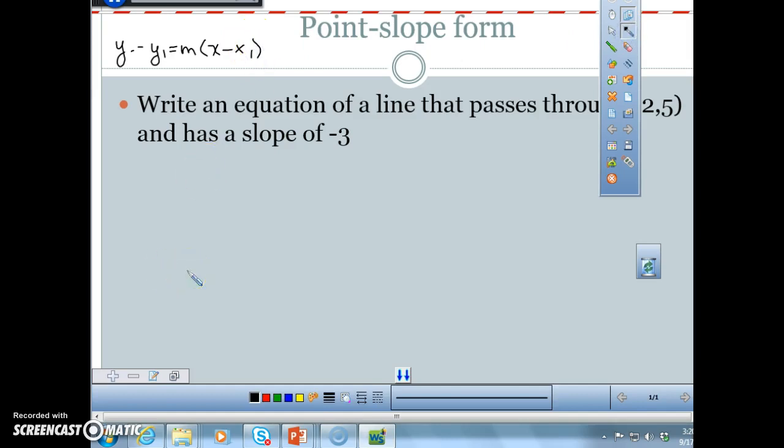Alright, so this is point slope form. We're going to use this form when in the problem they give you a point and they give you a slope. Hence, point slope form, because math has to make sense. It's like in the name. Alright, so write down the point and the slope. We're going to write an equation.